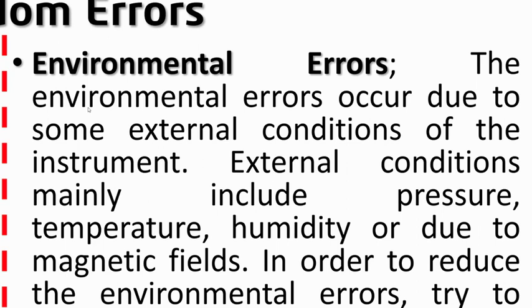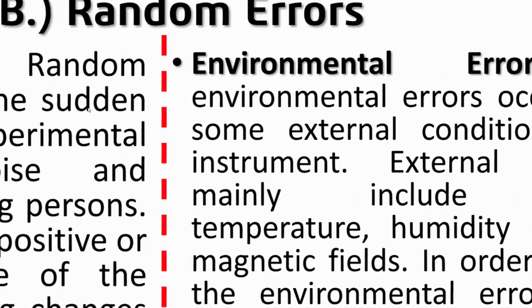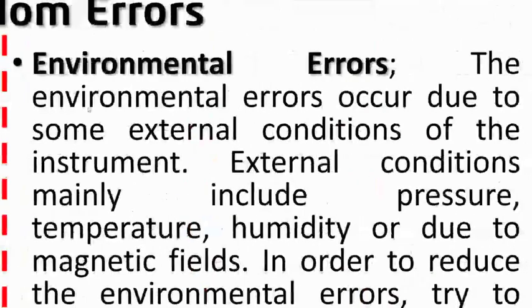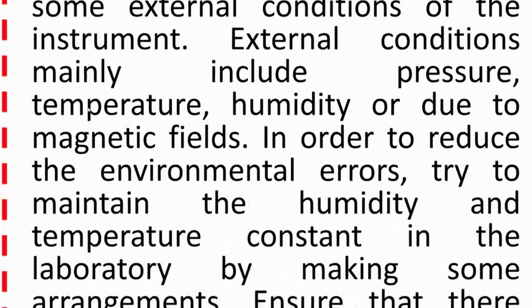Now, this type of random error, we have the environmental errors. Now, the environmental error occurs due to some external conditions of the measuring instrument. The external conditions mainly include the pressure, the temperature, the humidity, and also even the magnetic field around such instrument.